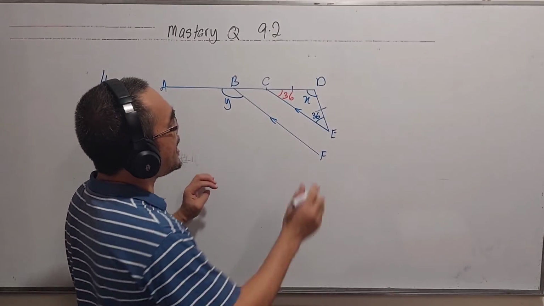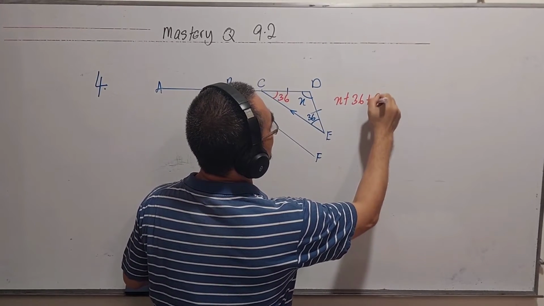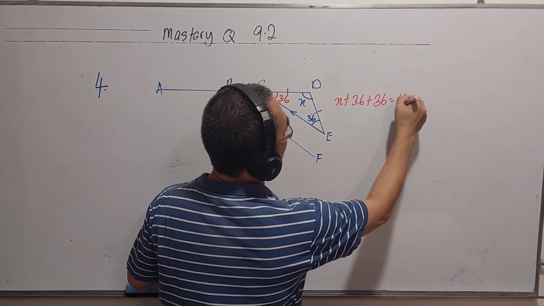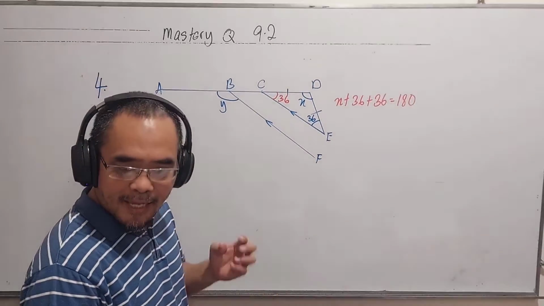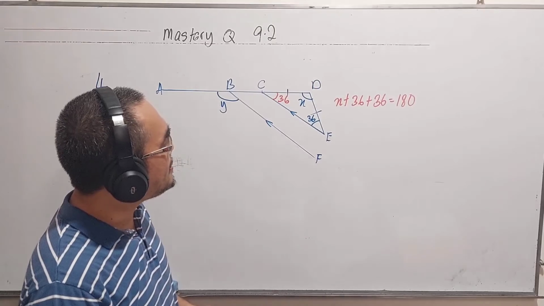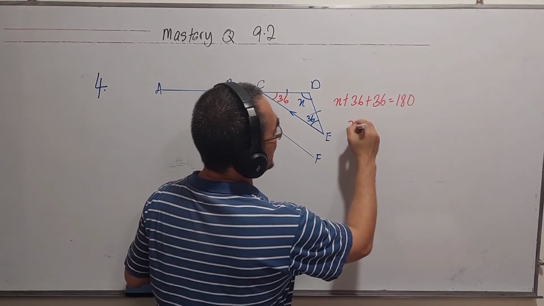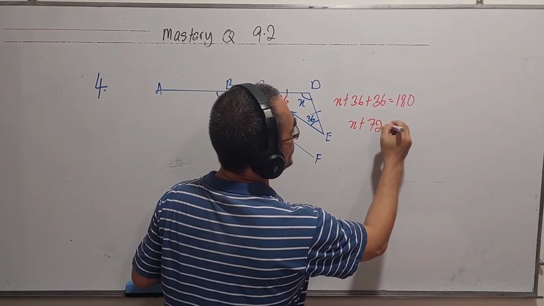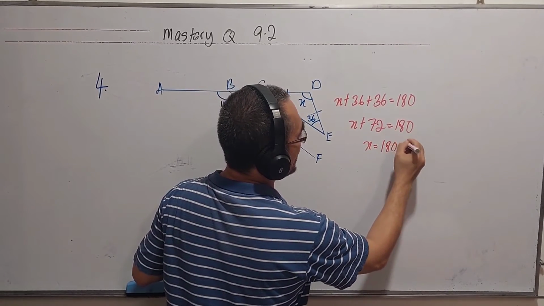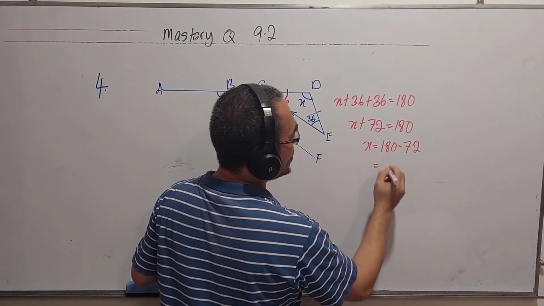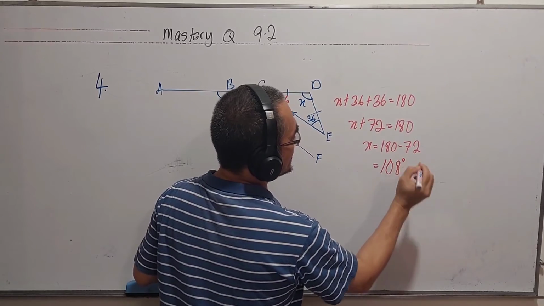Then, how to find x? So we say x plus 36 plus 36 will be 180. Properties of the total angle in a triangle. Total angle in a triangle is 180. So 36 and 36 will be 72. So x will be 180 minus 72, which is 108 degrees.